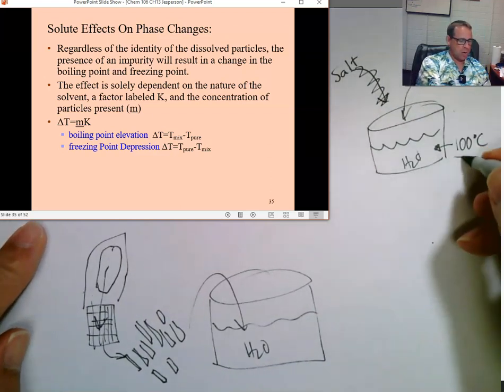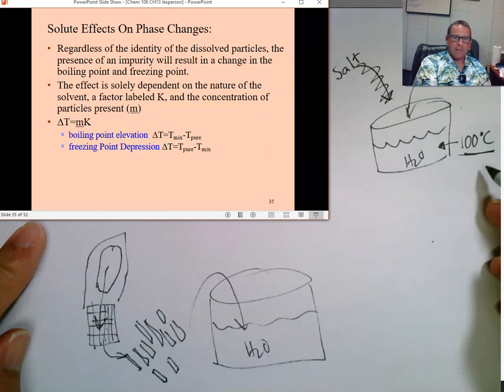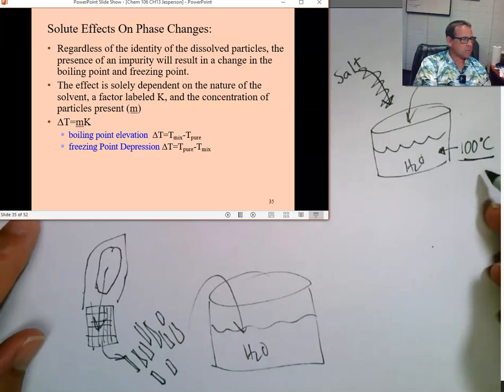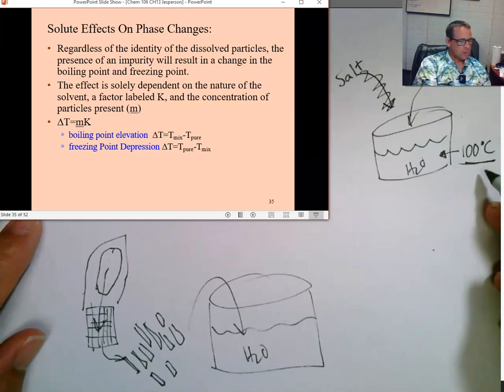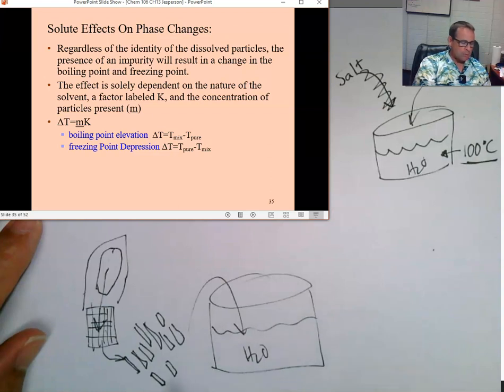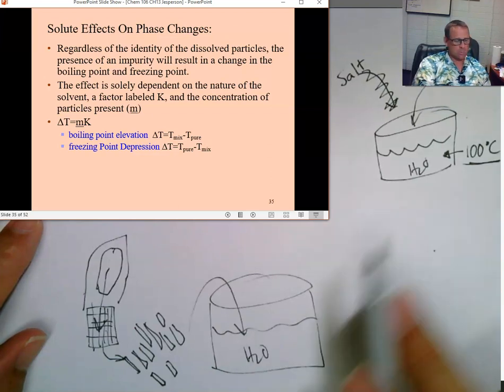It's right over here, right? Why can't it get higher than 100 degrees Celsius? What happens if you get hotter than 100 degrees Celsius? It evaporates. That's right. So nobody makes French fries by putting them into water, because you need a hotter solvent. And you can't get hotter than 100 degrees Celsius in water.